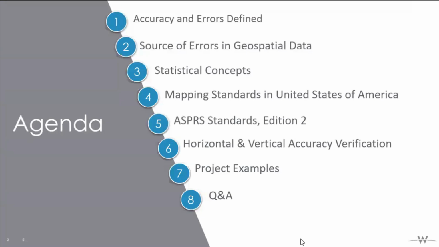We'll talk about accuracy and error, sources of error in our business and our geospatial data, and some statistical concepts, because a lot of people are confused about these simple concepts, but they overwhelm a lot of people here. And we'll talk about the mapping standard in the United States, which is really the ASPRS standard mainly now. And we'll talk about the latest edition, the greatest in it, and what we changed lately. And how we perform horizontal and vertical accuracy, in case you're not familiar with the process.